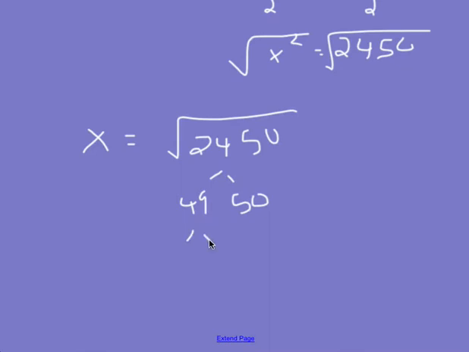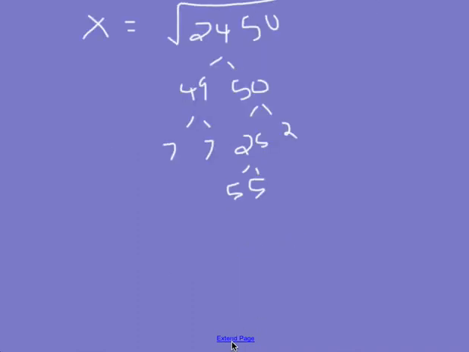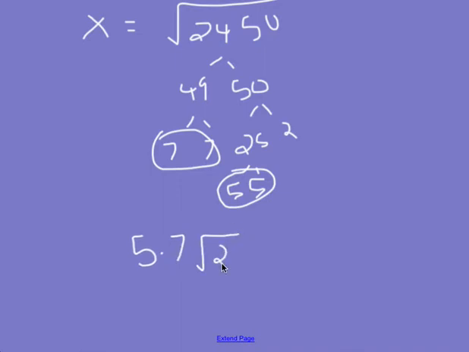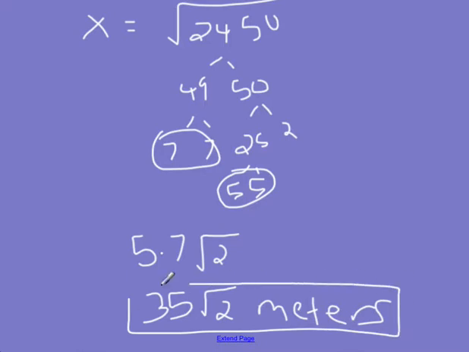Well, 49 I know I can break down to 7 and 7. 50 I can break down to 25 and 2. 25 I can break down to 5 and 5. So then I'm going to have a pair of 5s and a pair of 7s that can come out of that radical. So I have 5 times 7, and left underneath the radical is 2. 5 times 7 is 35, and left underneath the radical is that 2. The original label for the walkway was meters, so the length of each side is also going to be meters.